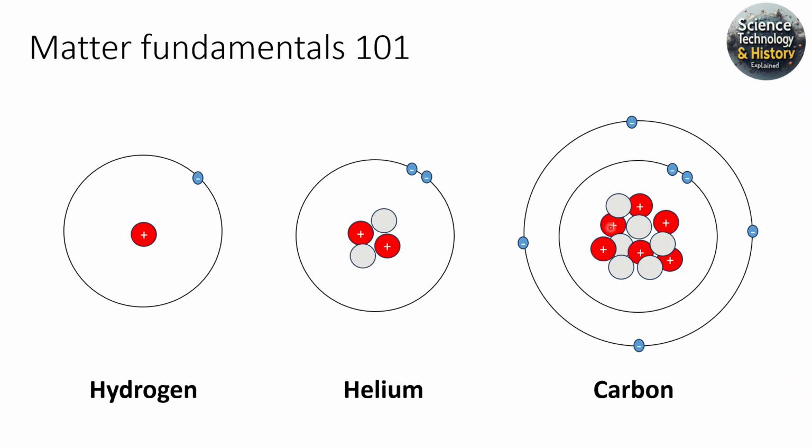Carbon, I'm showing you the carbon 12 isotope. This is a stable one. If you have 2 more neutrons, it's carbon 14. It's radioactive and not really stable, but it was used for carbon dating, and it's still carbon.